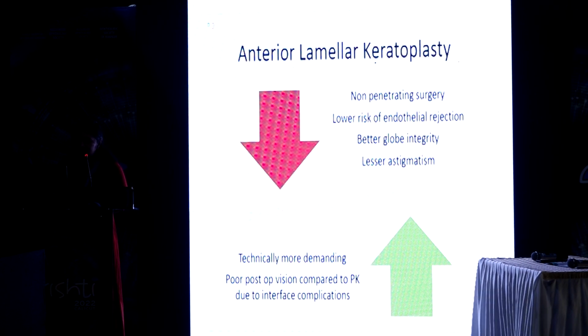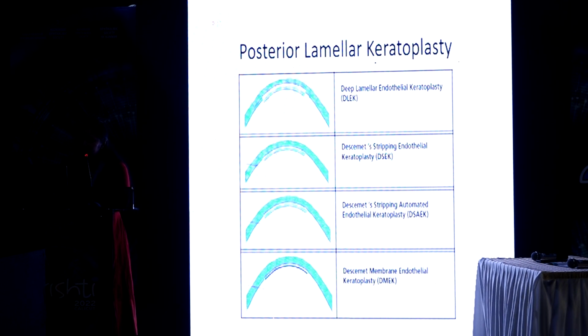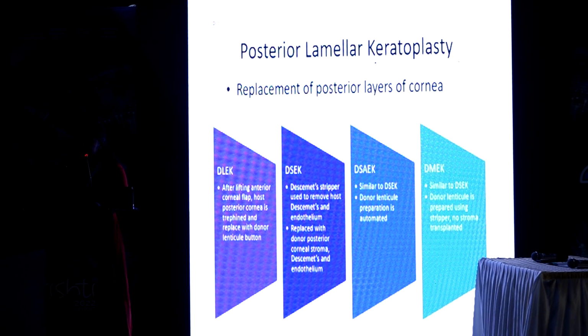Coming on to posterior lamellar keratoplasty, this can be of different types: deep lamellar endothelial keratoplasty, Descemet stripping endothelial keratoplasty, Descemet stripping automated endothelial keratoplasty, Descemet's membrane endothelial keratoplasty. So this is basically replacement of the deeper posterior layers of the cornea. The procedures will be dealt with in the subsequent talks.